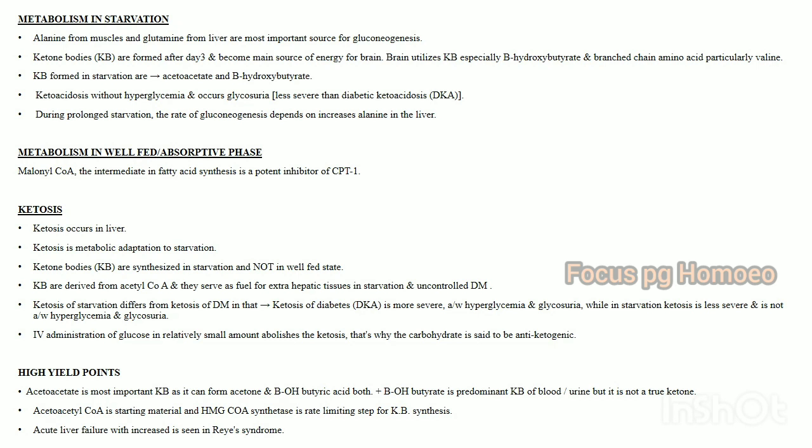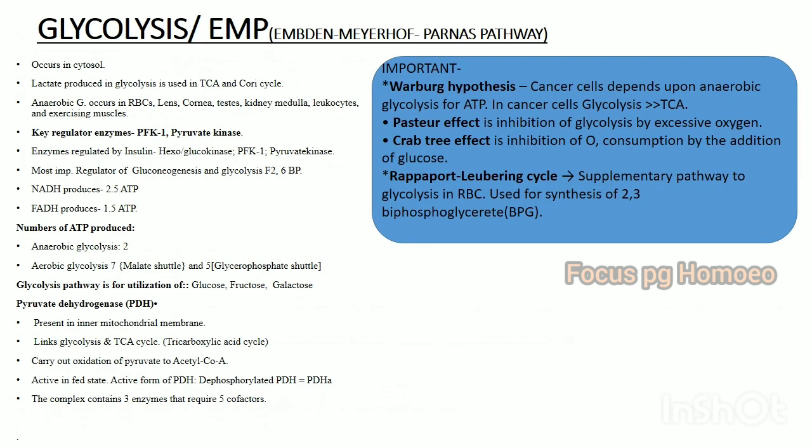Next is about acetoacetate, which is the most important ketone body, and it forms acetone and beta hydroxybutyric acid both. Then acetyl-CoA is the starting material and HMG-CoA synthetase is the rate limiting step in ketone body synthesis. Acute liver failure with increased ketone bodies is seen in raised.